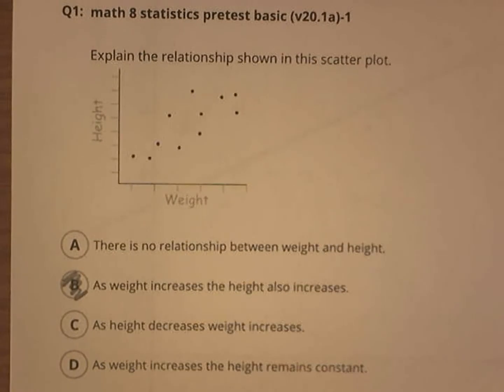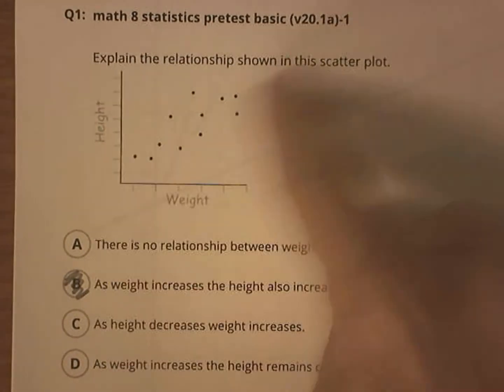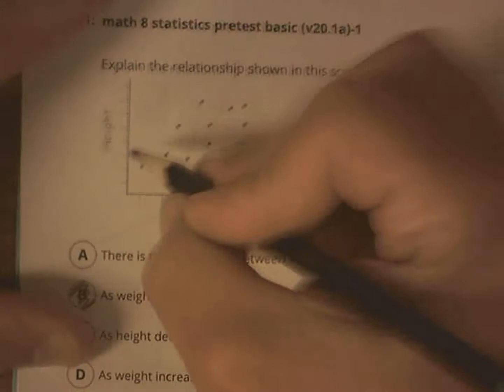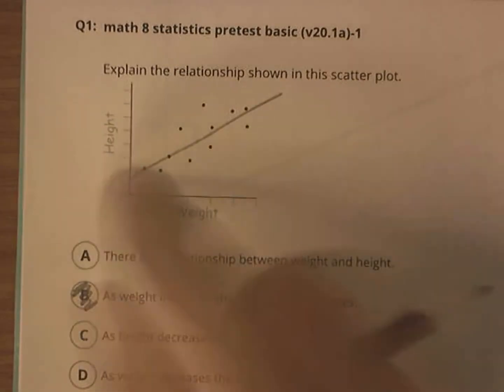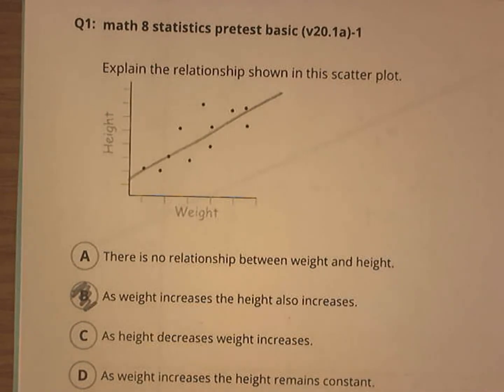Alright, so here's our first question. It says to explain the relationship that's shown on this scatter plot. And I see a line that's kind of coming up like this. So it looks like as weight goes up, height goes up. As weight increases, the height also increases.